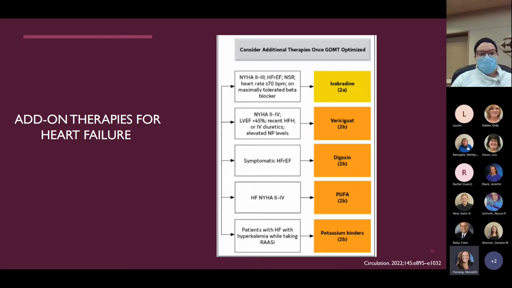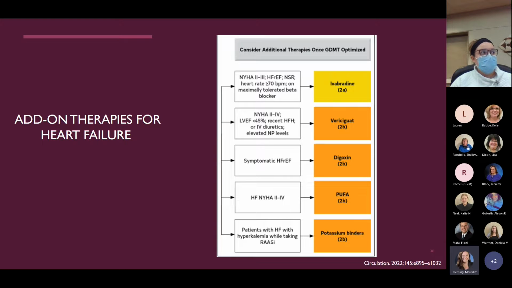We do have other add-on therapies at our disposal. So ivabradine has been around for a bit, but we do have two newer ones that I'd like to mostly focus on. So the first one is this vericiguat, which is a guanylate cyclase inhibitor. It basically works to help cause vasodilation and smooth muscle relaxation to help reduce some of those impacts on blood pressure that are associated with heart failure exacerbations.